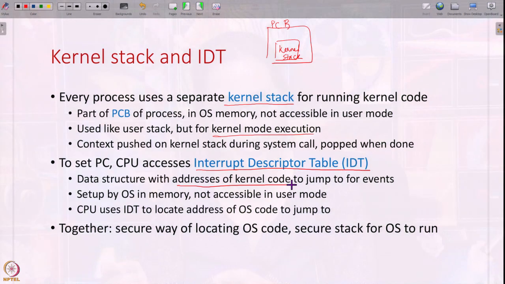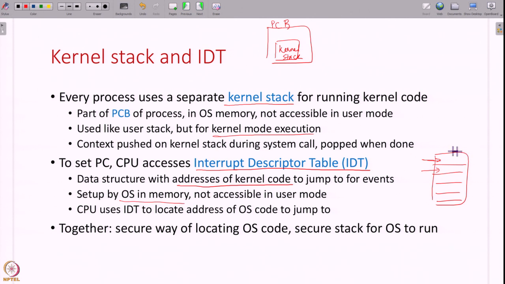Here is the address of a kernel code. So this is an array which has entries for various events. If this event happens, go here. If this event happens, go here. All of this is set up by the operating system in memory, and the CPU knows where this data structure is located. So whenever any event happens, a program fault, interrupt, system call, anything, the CPU will look up this data structure and know which address to jump to. What to set the program counter value to is known to the CPU securely.